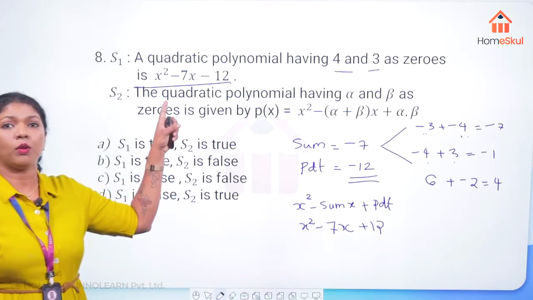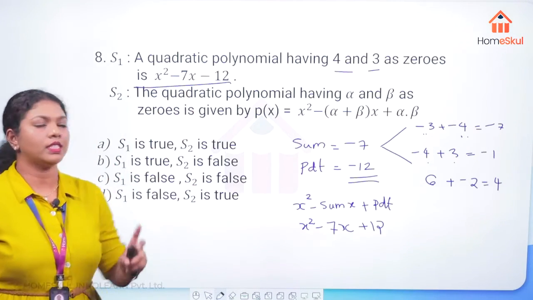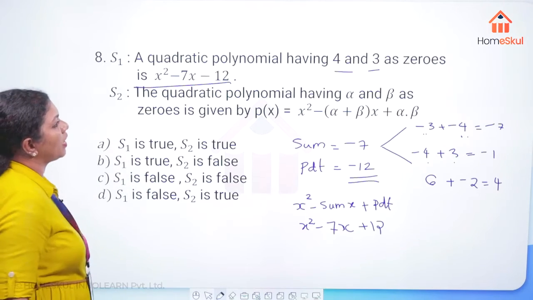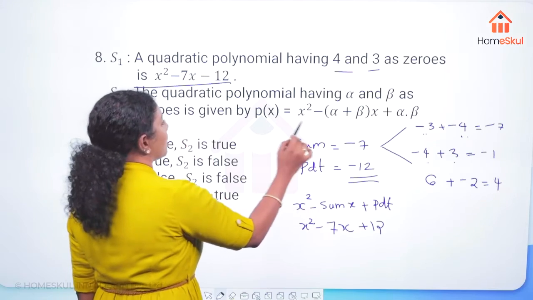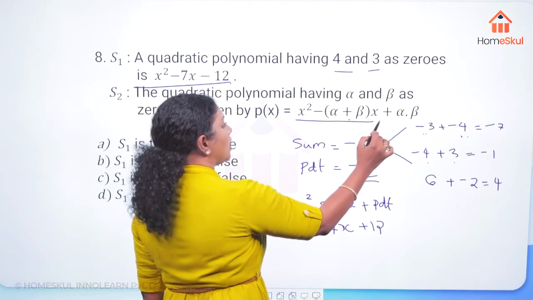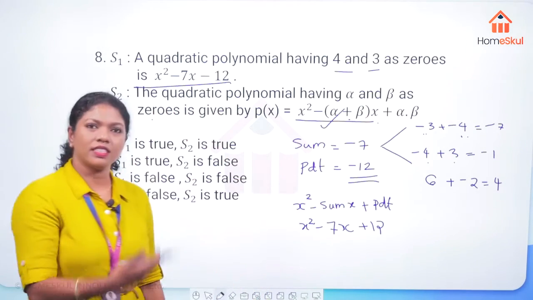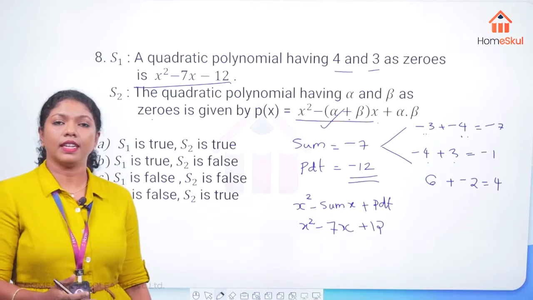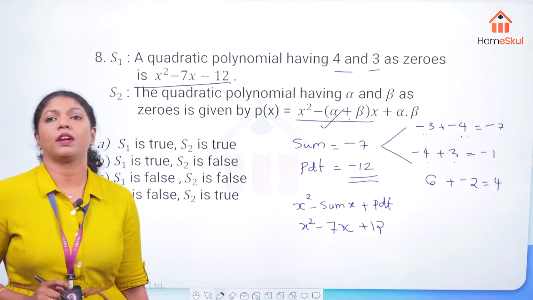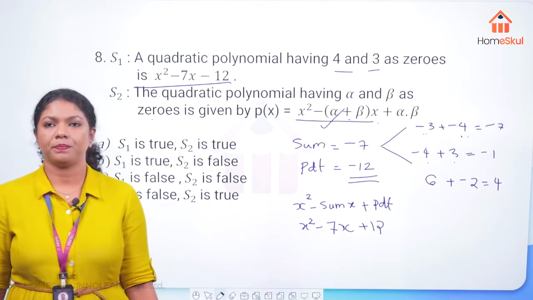But what is the polynomial given? Minus 12. So obviously S1 is wrong. The quadratic polynomial having alpha and beta as zeros is given by x square minus sum into x. This is correct only. That is the theory, that is the actual fact, right? So the second part is correct, but the first part is wrong. So we will pick accordingly.